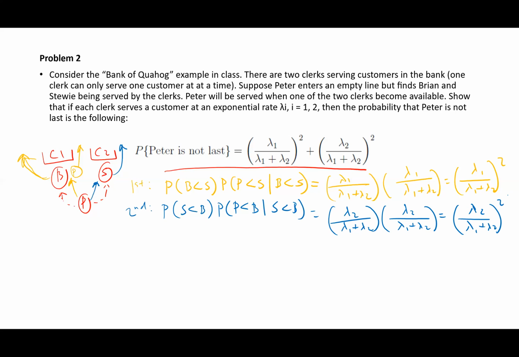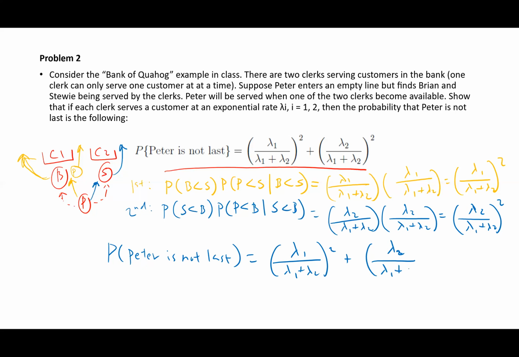So at the end, the probability that Peter is not last is simply the first scenario plus the second scenario. It's going to be lambda 1 over lambda 1 plus lambda 2, squared, plus lambda 2 over lambda 1 plus lambda 2, entire quantity squared. That's how we show that the probability that Peter's not last is simply breaking down these two situations.